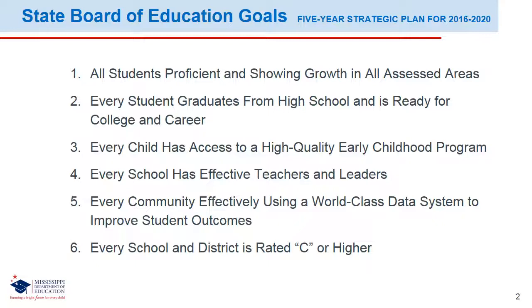6 goals outlined in its 5-year strategic plan. These are outcomes that they would like to see by the year 2020. First, all students should be proficient in showing growth in all assessed areas. Next, every student graduates from high school and is ready for college and career. Third, every child has access to a high-quality early childhood program. Fourth, every school has effective teachers and leaders. Fifth, every community effectively uses a world-class data system to improve student outcomes. And sixth, every school and district is rated a C or higher on our accountability system.